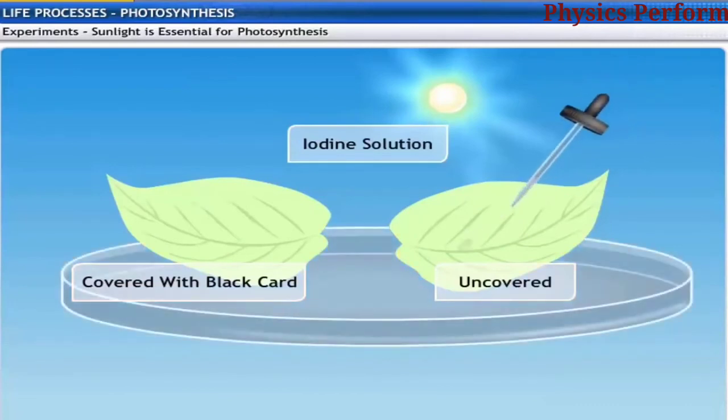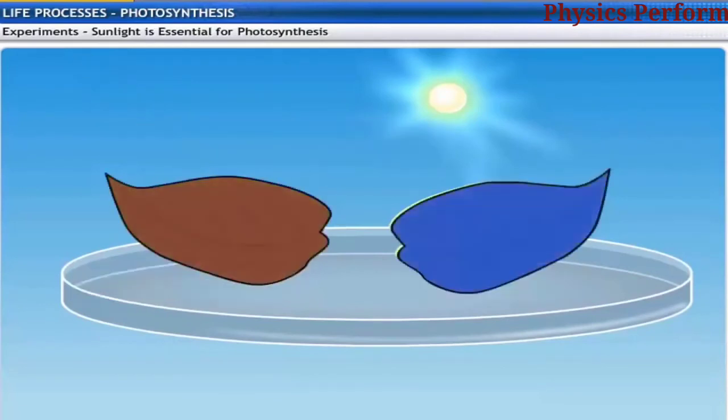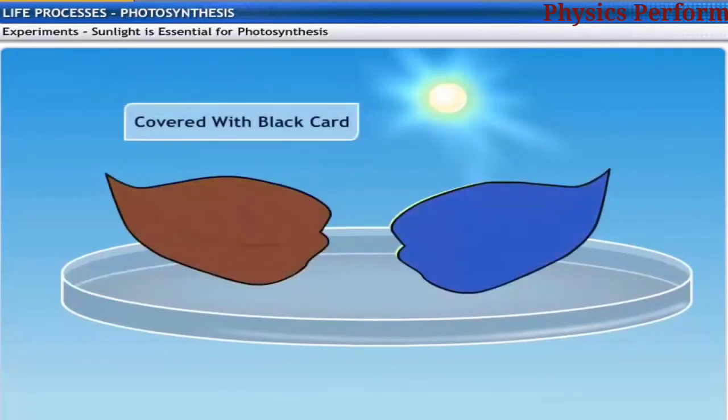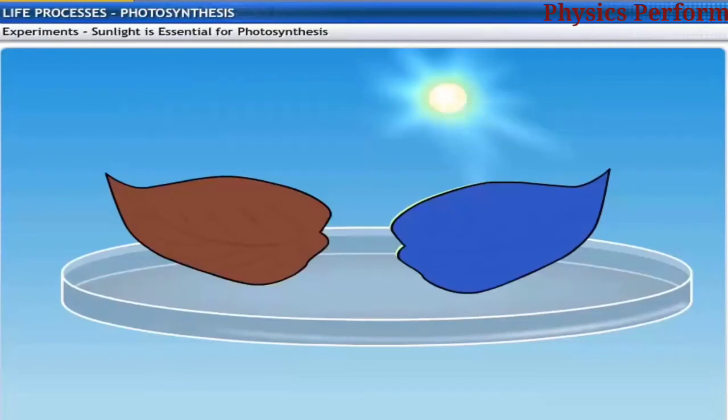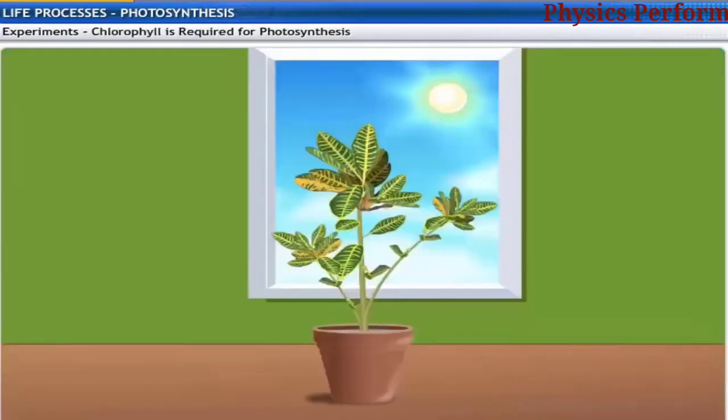Place the leaves in a dish and pour iodine solution over them. You will find that the leaf which had been covered with the black card becomes brown. The uncovered leaf becomes blue-black, indicating the presence of starch. Since the leaf of the plant that was exposed to sunlight turned blue-black, you can conclude that light is essential for photosynthesis. Let's conduct a small experiment to prove that chlorophyll is necessary for photosynthesis to take place.